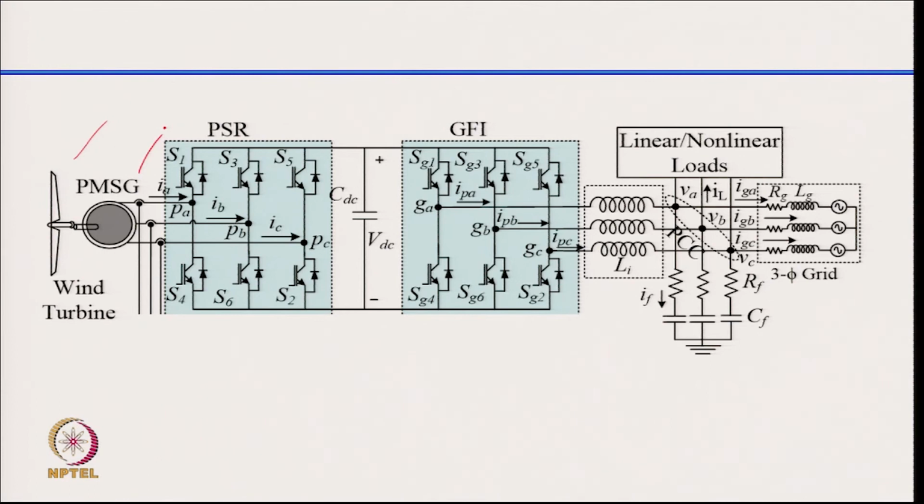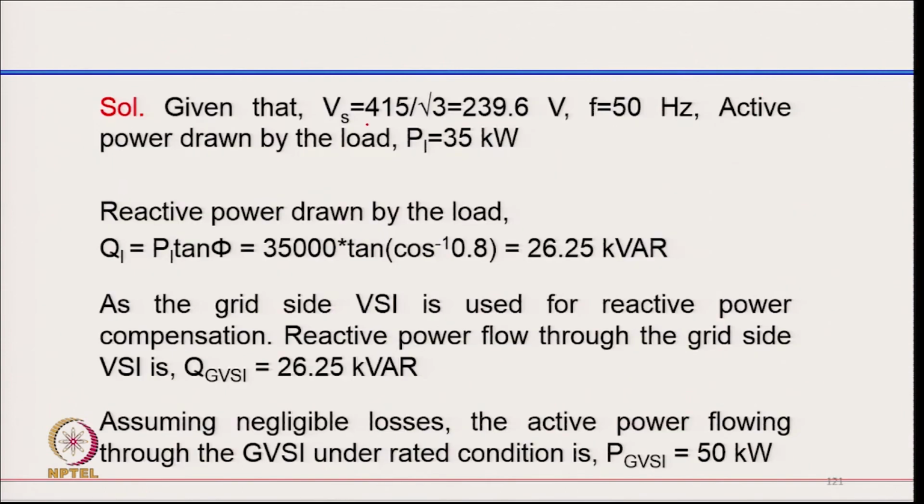We have a wind turbine with permanent magnet synchronous generator, and we have the machine side converter, and you have a grid side grid fed converter here, and we have a local load on this grid side. So, that is the system. We have a line voltage of 415 on the grid side. So, phase voltage becomes 239.6, frequency is 50 hertz, and active power drawn by the load is 35 kilowatt. So, reactive power drawn by the load we can find out from 0.8 lagging power factor, so this comes to 26.25 kVAr.